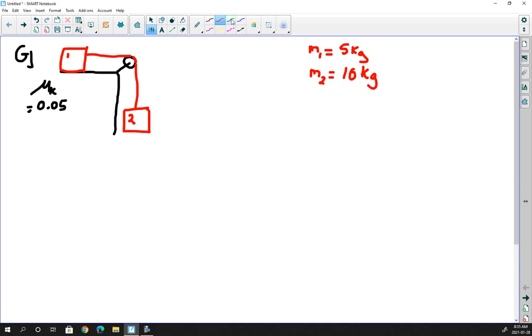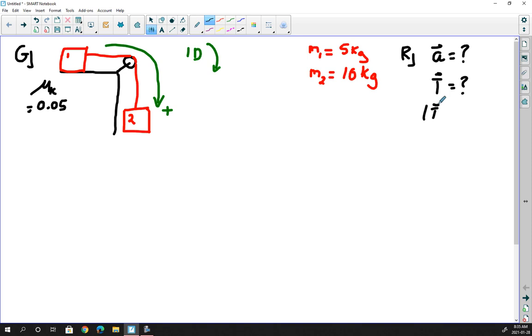We're going to assume that this is a one-dimensional problem where the flow of the motion is the positive direction. So it's still a 1D problem, just a 1D problem where the dimension itself is curved. What are you usually asked to find in these questions? Well, usually they ask you to find the acceleration and the magnitude of the tension, depending on the question, right?